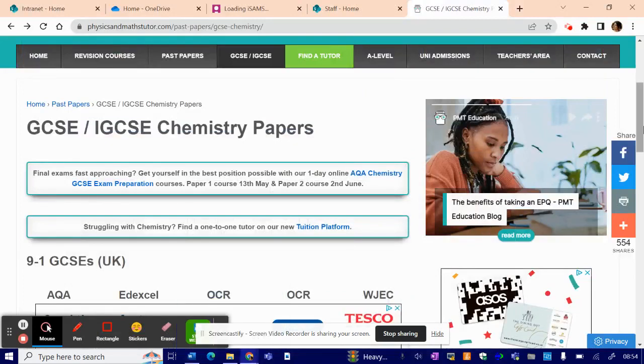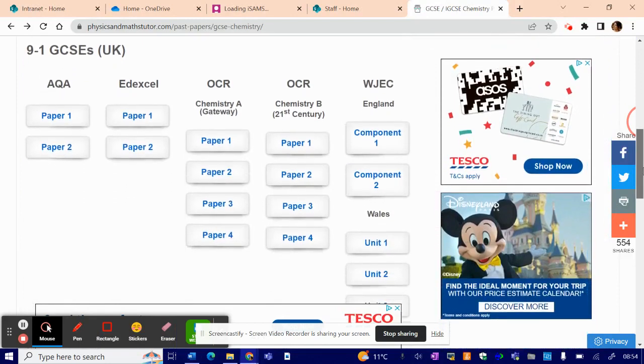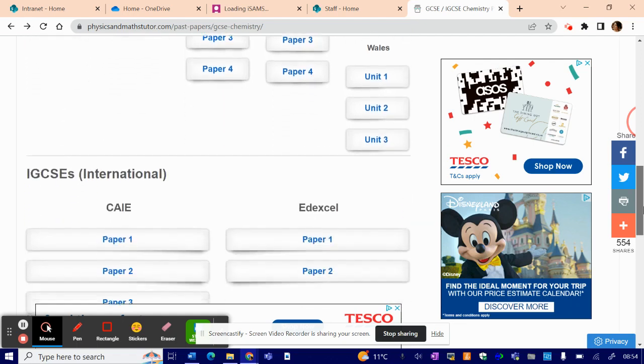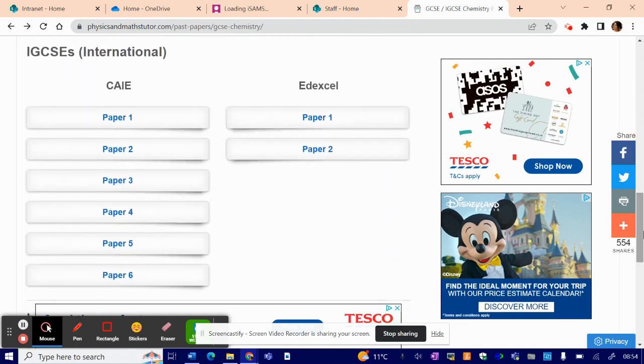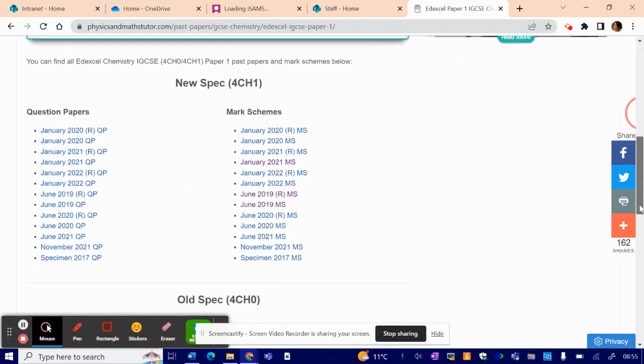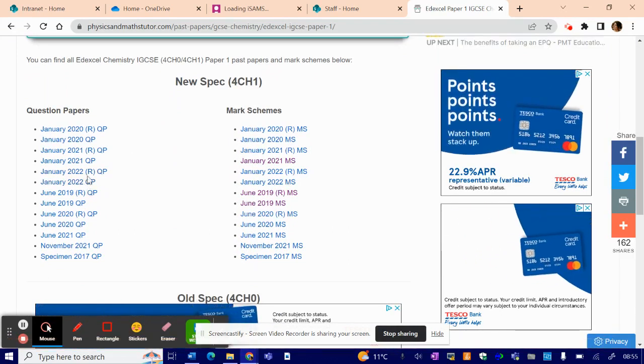I have gone to Physics and Maths Tutor. Be really careful that you're picking the right one. This top section is not the right section because it is for the non-IGCSE papers. You need to scroll all the way down to IGCSEs, the international ones, and we are Edexcel. So you've got paper 1 and paper 2. Today I'm going to focus on paper 1. And if we go into here, the most recent paper 1 that there is are the January 2022 papers.